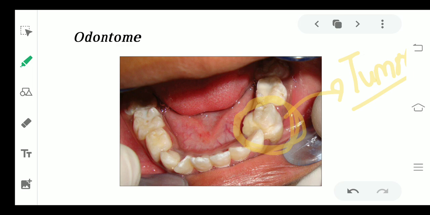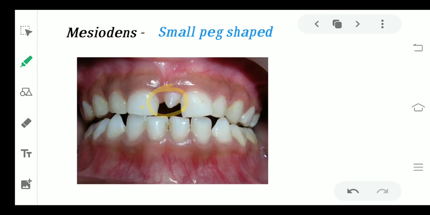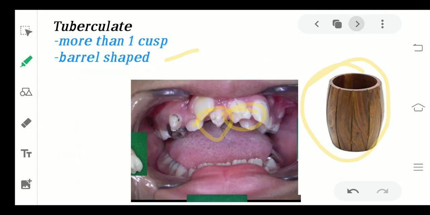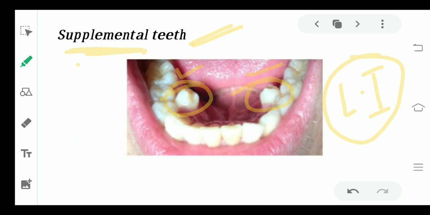Now these were the 4 types of extra teeth, or hyperdontia. So in hyperdontia you have 4 conditions, and these were the 4 types of hyperdontia which I told you. So this was all about the tooth structure anomaly.